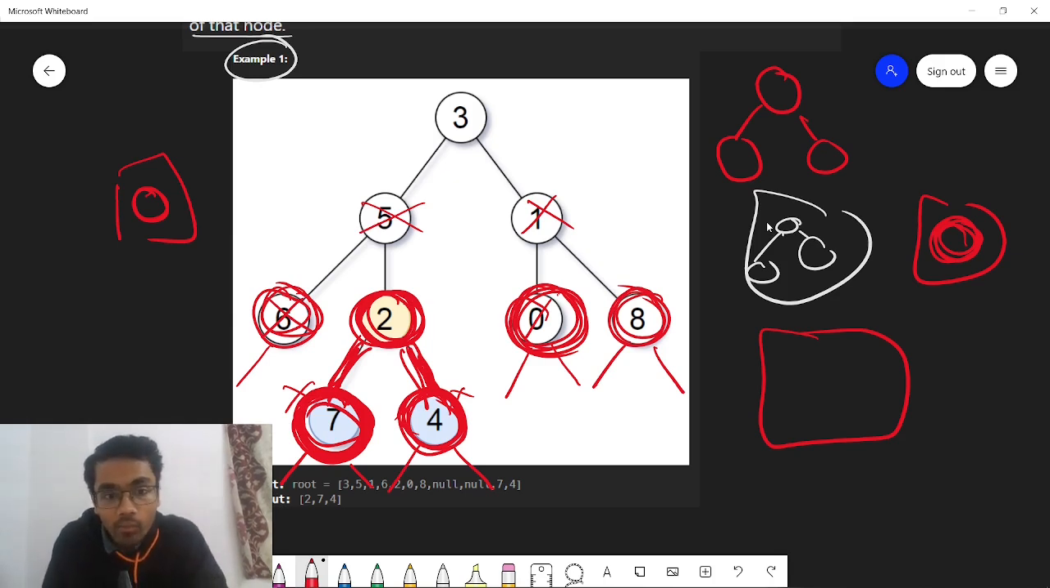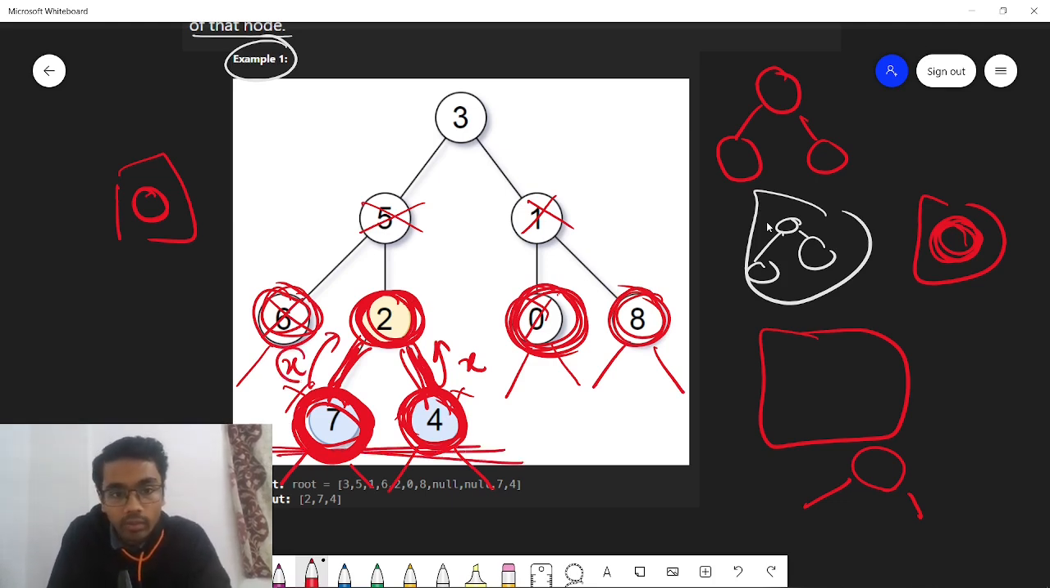But since we have more than one deepest node, we need to find what is the common node of both of these deepest nodes. So we go up. Whatever height we have, let's say x is my height and x is my height, because these are on the same level, both of them will have the same height. Now we come to 2, we can say that the maximum height that we have is x, and its left part and right part both have the height x.